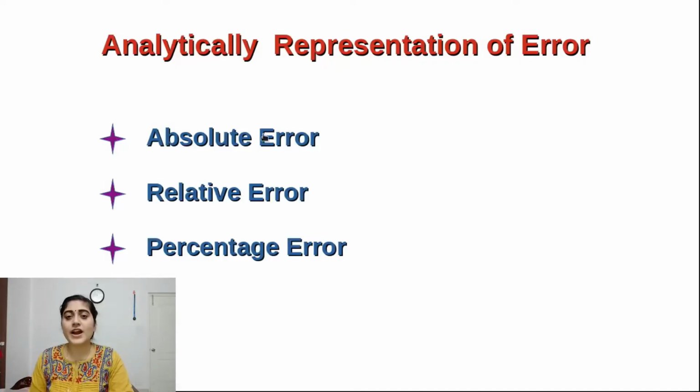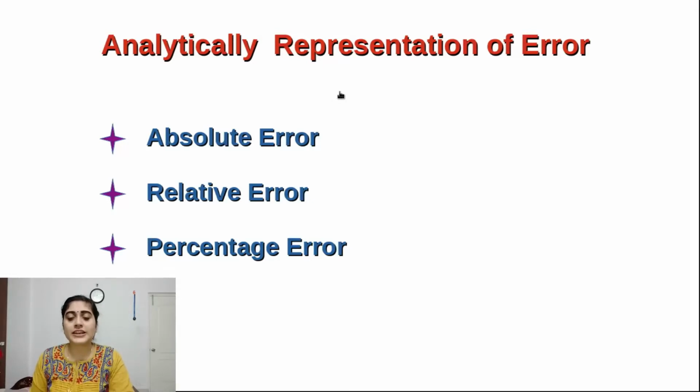In this video, we will learn how we can represent this error analytically. As I have told you, there are two types of error, systematic error and random error. But how can we represent that mathematically? That we learn through this video. Okay, let's start. So, analytical representation of error.